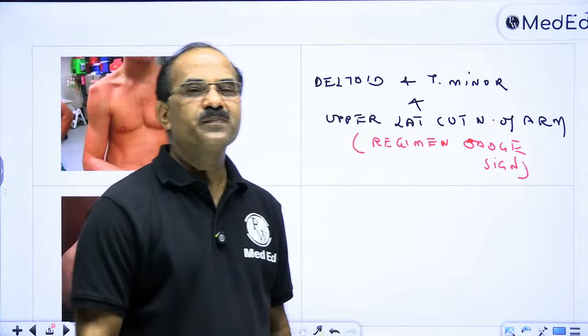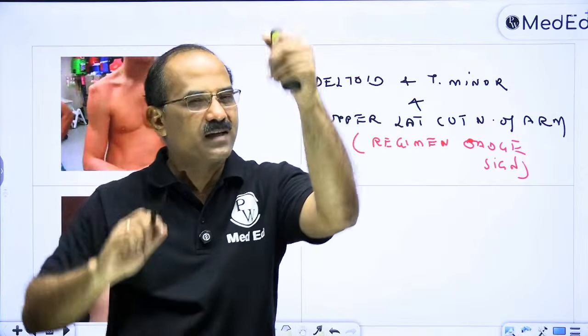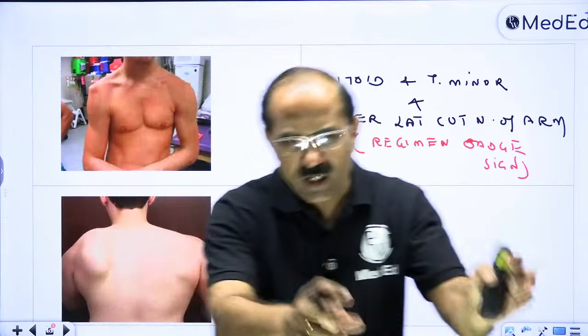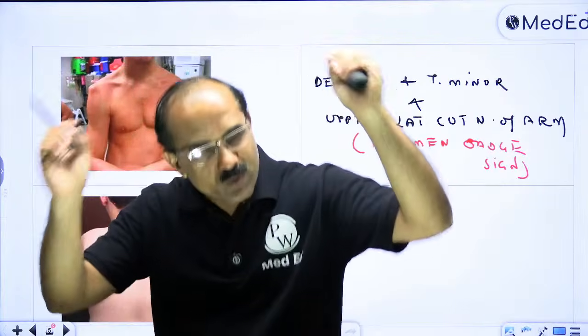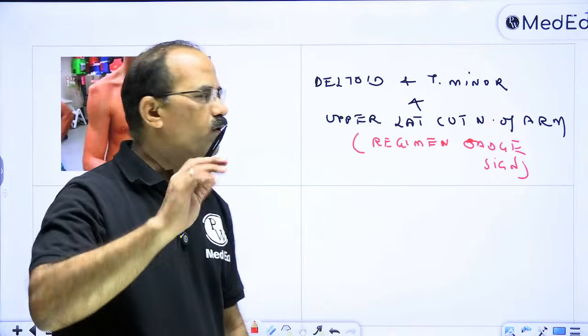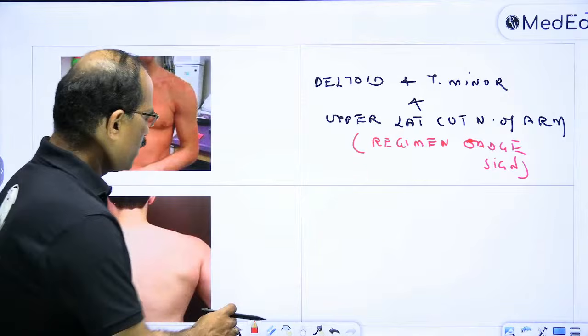Winging of scapula is due to paralysis of two muscles. एक है serratus anterior, एक है trapezius. Serratus anterior paralyzed हो गया, winging होता है. Trapezius paralyzed हो गया, तो भी winging होता है. How do you differentiate between this? कैसे differentiate करोगे? So have a look at this.